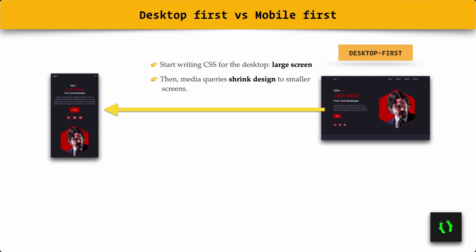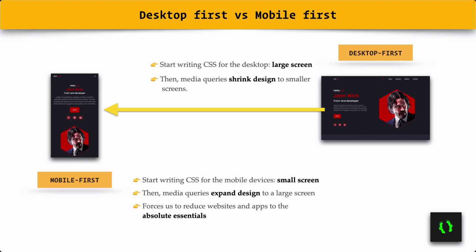in order to shrink the design to fit smaller screens. Now on the other hand, in mobile first, we start writing CSS code for smaller screens in order to basically optimize our layout and our website for mobile small screens. Then from there, we can move up to large screens, of course, and again that is also using media queries. So basically, it is the complete opposite of desktop first.